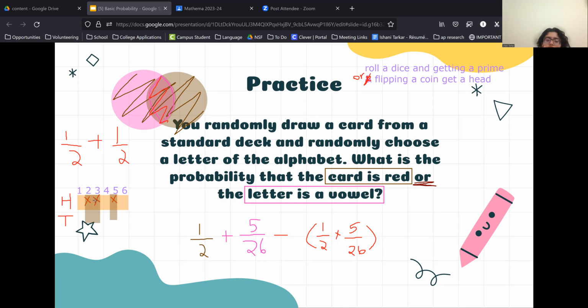But in order to truly get an accurate representation, we want to cancel out where these events overlap, right? So a head and a 2, a head and a 3, or a head and a 5, which is 3 possibilities. So we would subtract 3 out of 12, which would give us our actual answer.